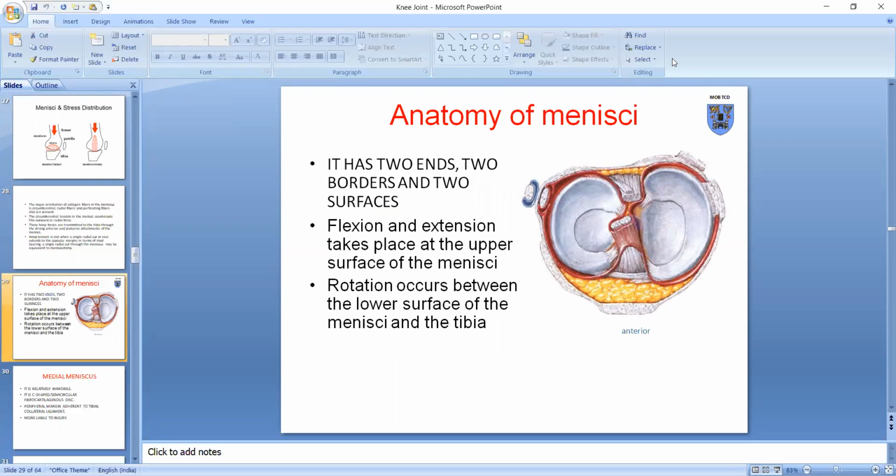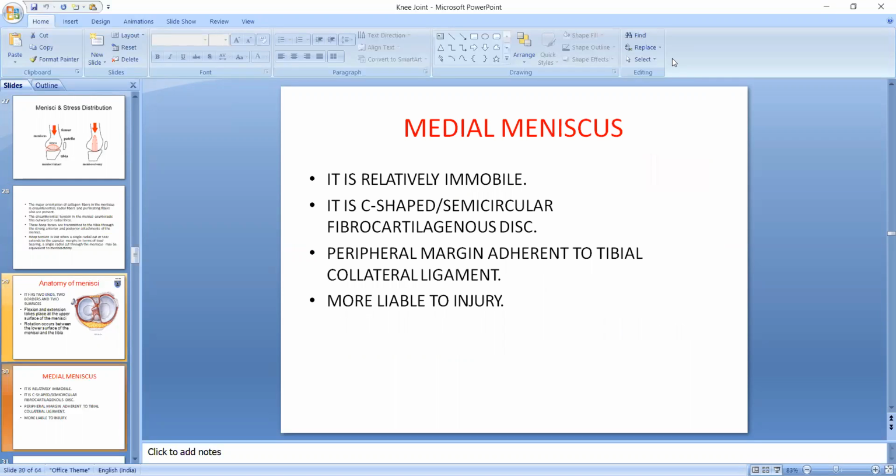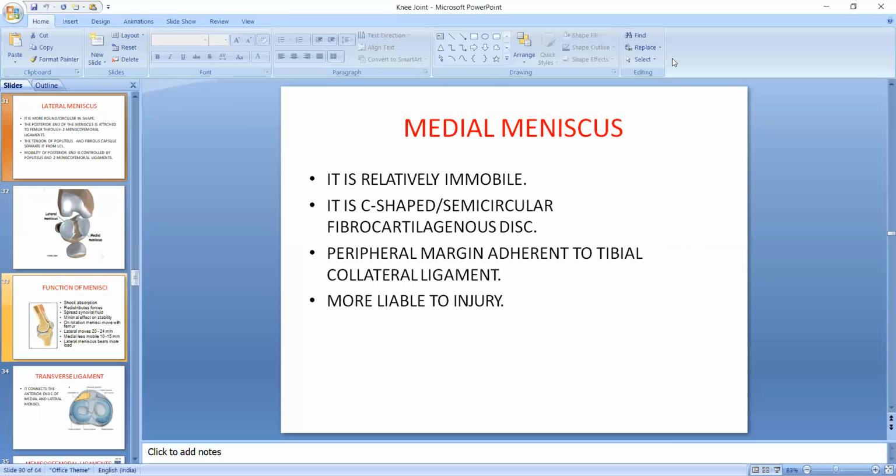Anatomy of menisci: it has two ends, two borders and two surfaces. Flexion and extension take place at the upper surface of the menisci. Rotation occurs between the lower surface of the menisci and the tibia. Medial meniscus: it is relatively immobile. It is a C-shaped semicircular fibrocartilaginous disc. Its peripheral margin is adherent to the tibial collateral ligament, and it is more liable to injury.